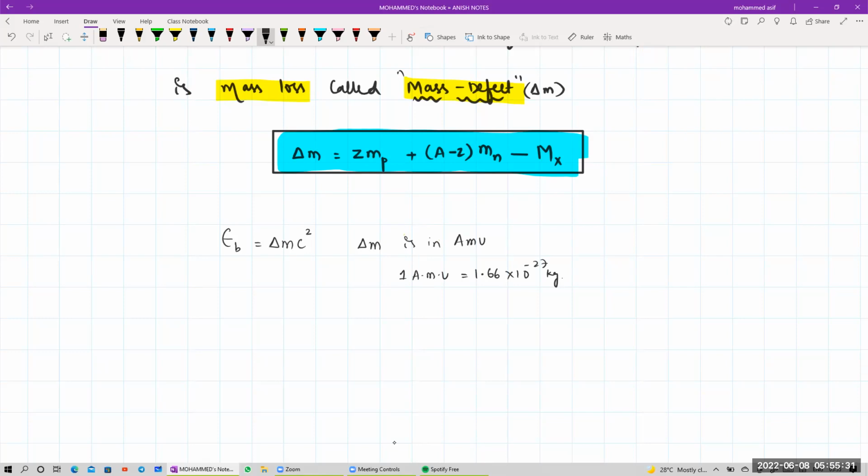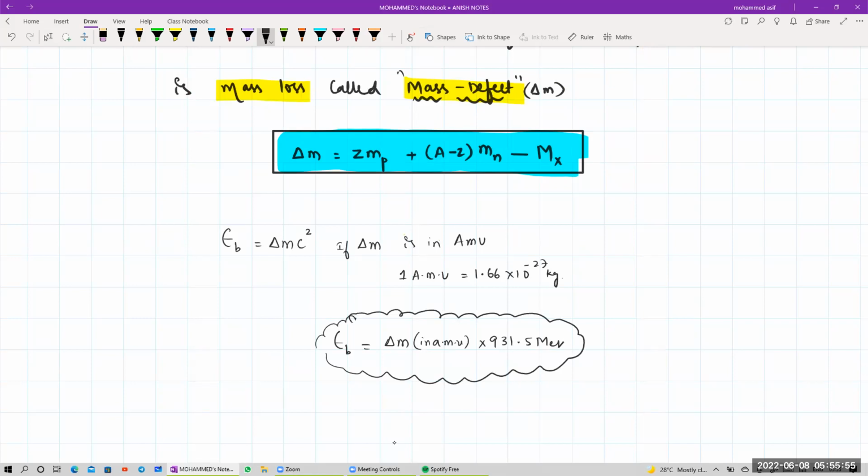So if delta M is in AMU, I can write that binding energy will be equal to the mass defect delta M in AMU multiplied with 931.5 MeV. So this will be the formula. Okay, the mass defect is in AMU, you need to multiply with 931.5 MeV. If it is general, then you can directly use the formula binding energy is equal to delta M into C square.